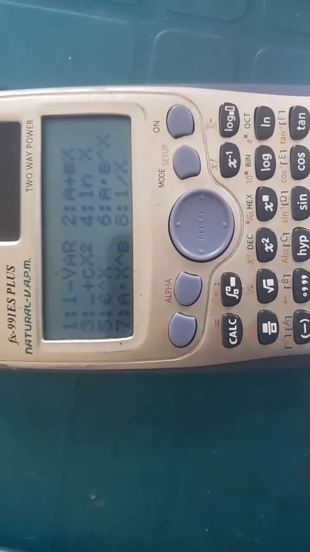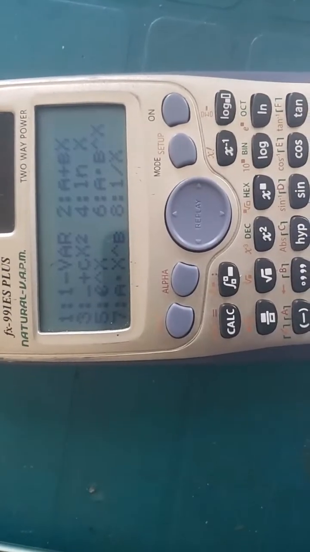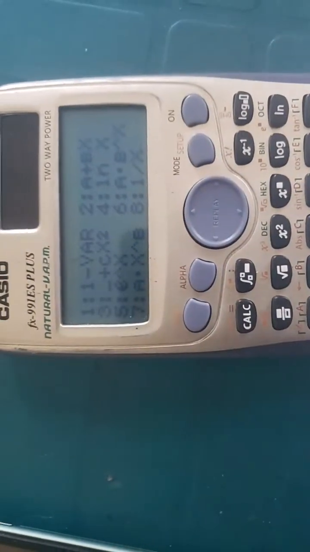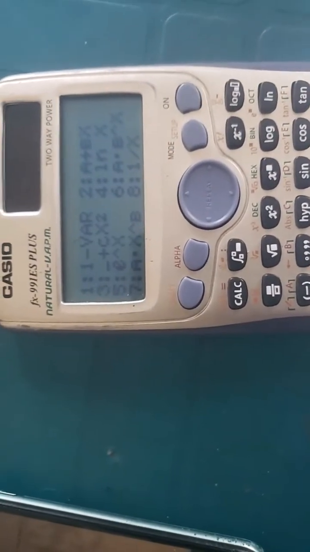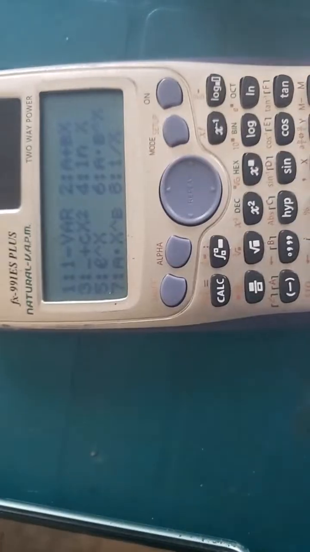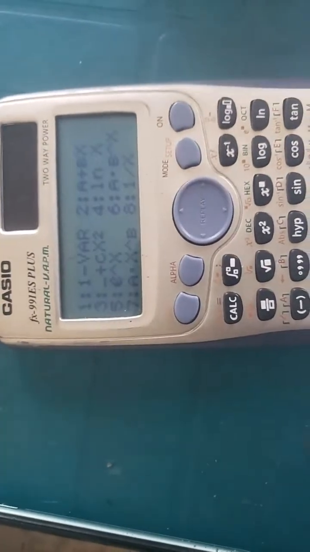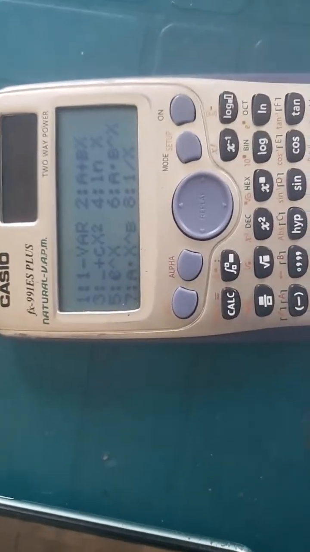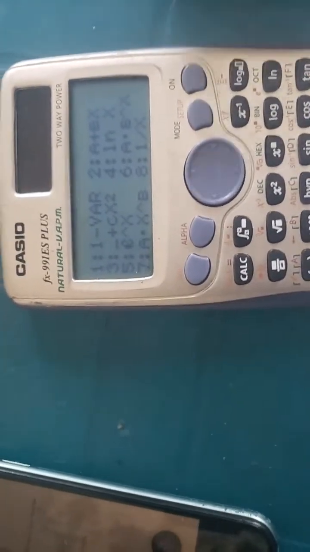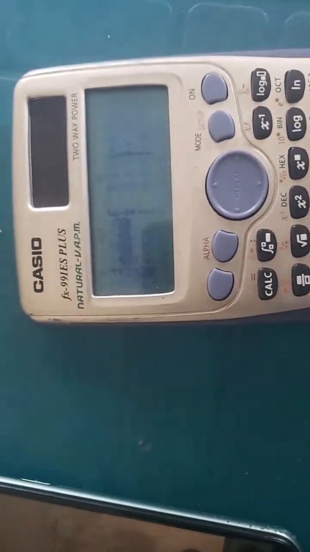That is for your AP. So if you are looking for a particular term using your AP, you would make use of option 2. But if it is a GP, you make use of option 6. That's A times B raised by X. So A plus BX, that's for AP. A times B raised by X, that's for GP. Since it is an AP, I'm pressing option 2. So you click on that.